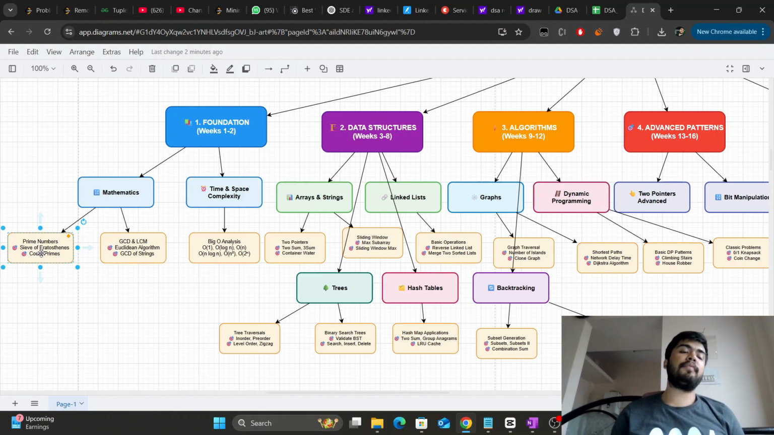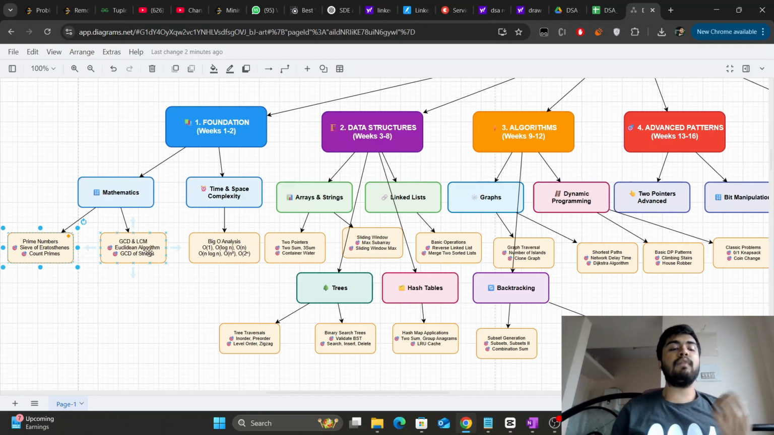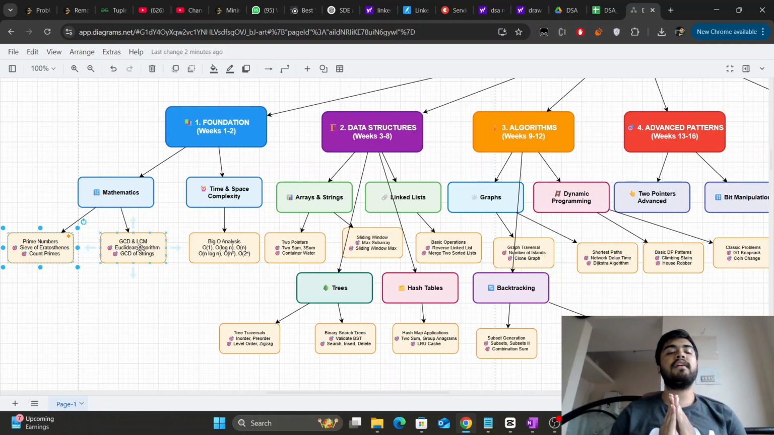Then we have GCD, LCM, the Euclidean algorithm, and GCD of strings. These are also some commonly asked interview problems. Then we also have fundamental theorems. These are kind of advanced topics, so I have not put them in, but yes, if time permits, then we will also cover those.